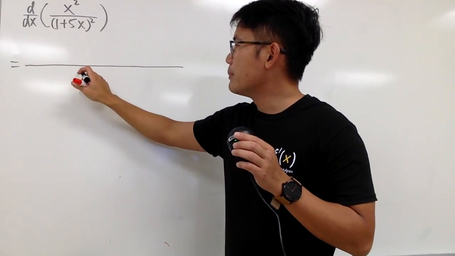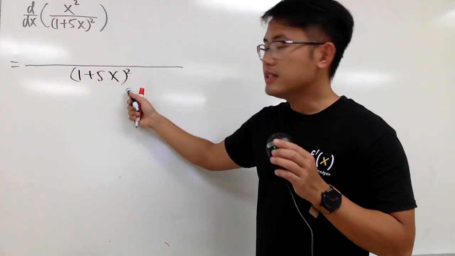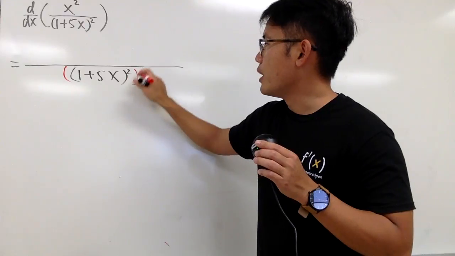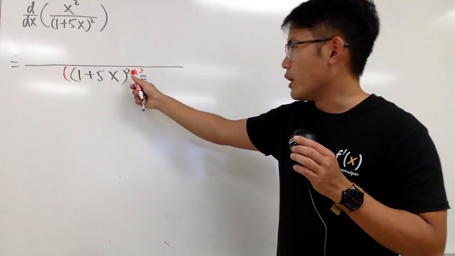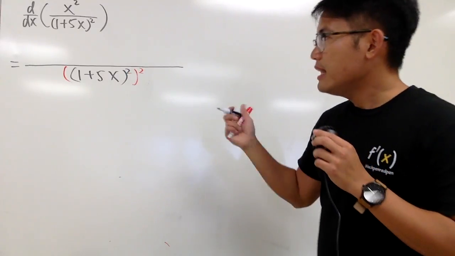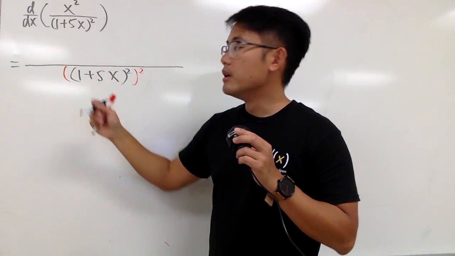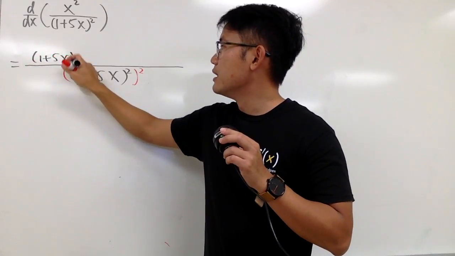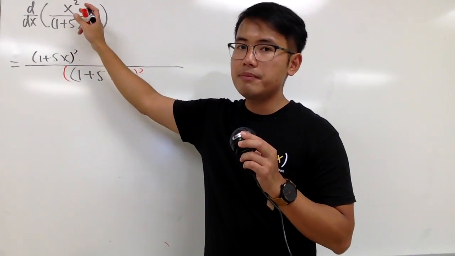So let me just go ahead and put down 1 plus 5x squared, and this was the original denominator, but I will have to square the denominator because of the quotient rule. So we'll actually end up with the 4th power for the next step. Anyway, to continue, I will bring down the bottom function right here. So I will put down 1 plus 5x squared, and then we multiply by the derivative of the top function.